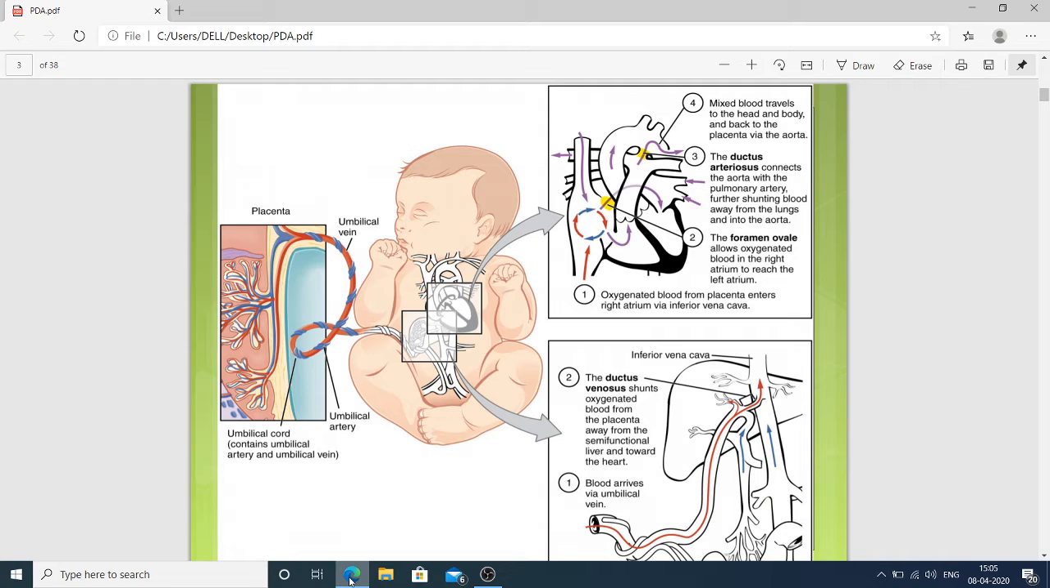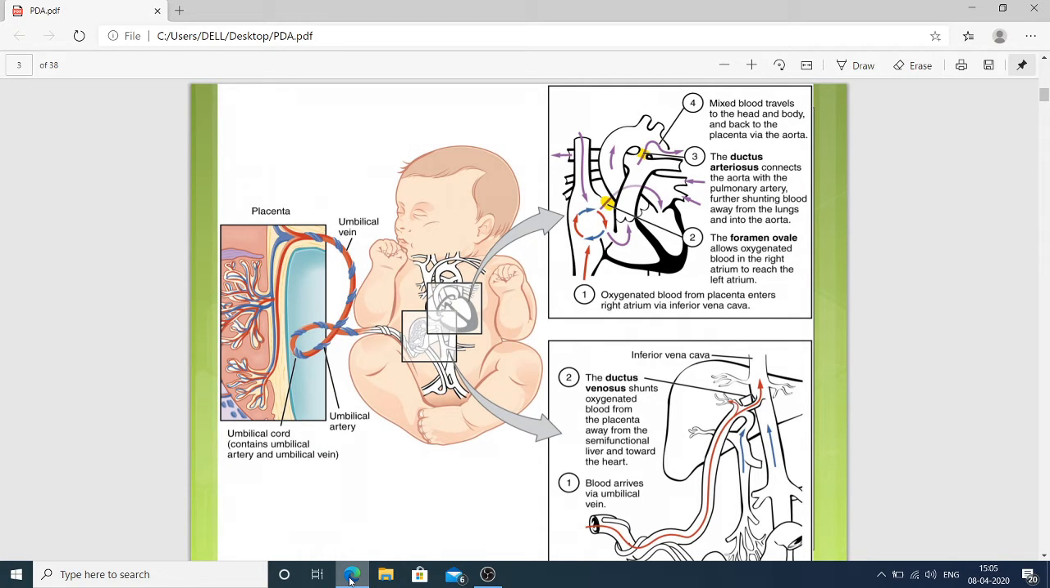The ductus arteriosus is a normal pathway in the fetal circulation system, connecting the left pulmonary artery with the descending aorta, and during fetal life blood flow is shunted away from the lungs through the ductus arteriosus directly into the systemic circulation. Here there is no need for the pulmonary artery to give blood to the lungs directly.